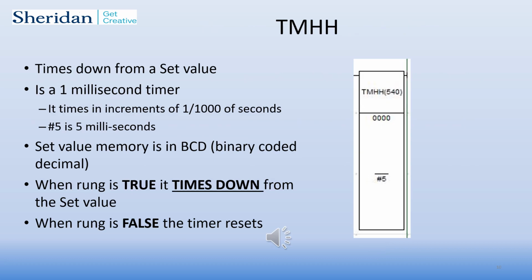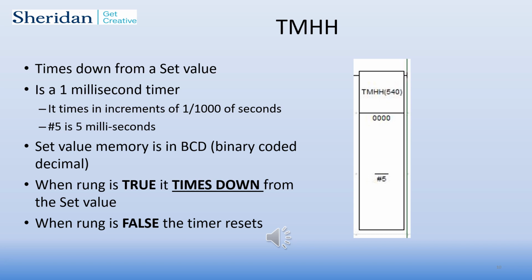The ultra high speed timer, TIM-HH, times down from a set value just like a TIM. It is a 1 millisecond timer. It times in increments, obviously, of 1/1000th of a second.